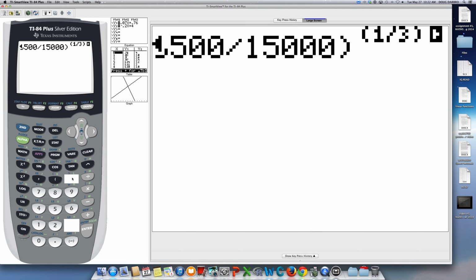Because if you just put the 1 divided by 3, this calculator would be fine the way this operating system works. But some calculators, if you don't put the 1/3 in parentheses, it'll raise it to the 1 power and then divide everything by 3. Now you get into an order of operations problem, which is not cool.